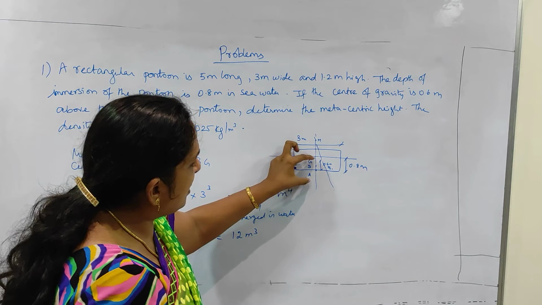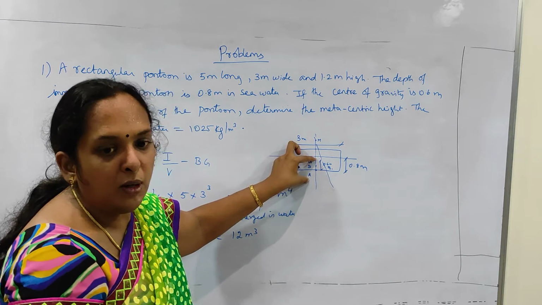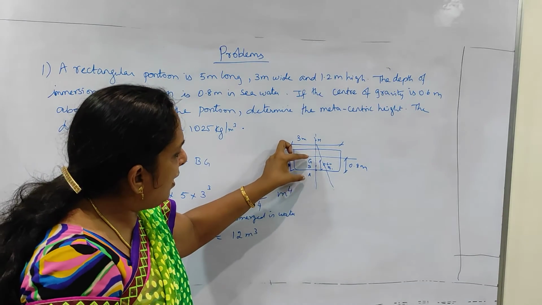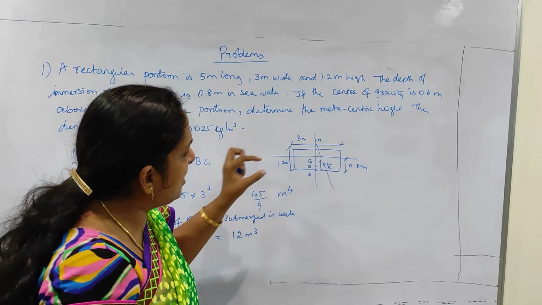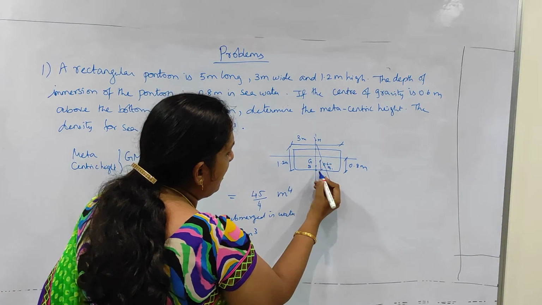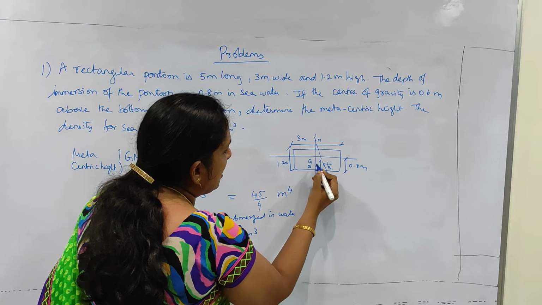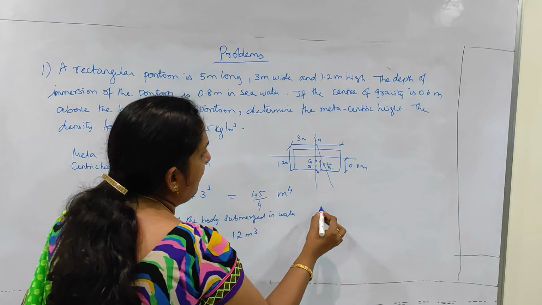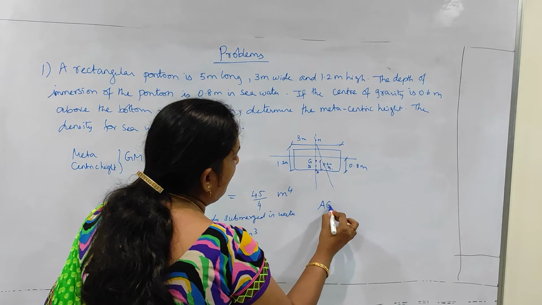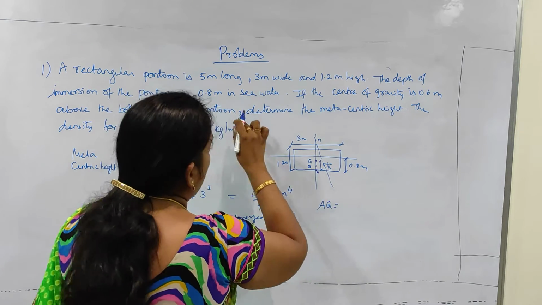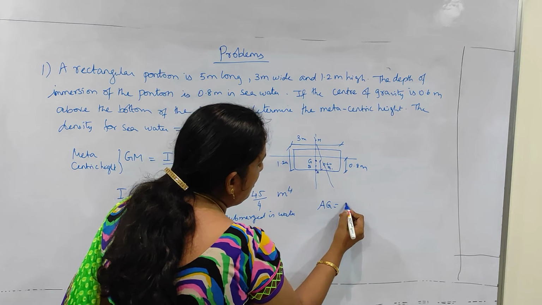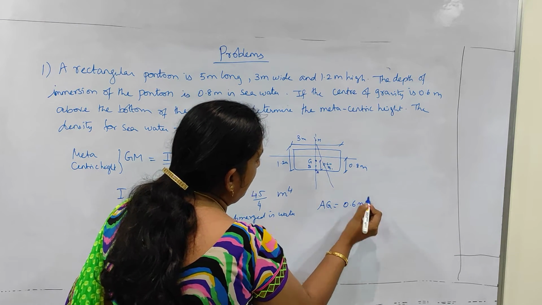So what is BG? How will you find this? This distance AG we have to know. This distance AG, what is given in your problem is this point. How much is that? 0.6 meters. So AG is the center of gravity from the bottom of the pontoon. The bottom of the pontoon is A and this height is G. So AG is equal to 0.6 meter.